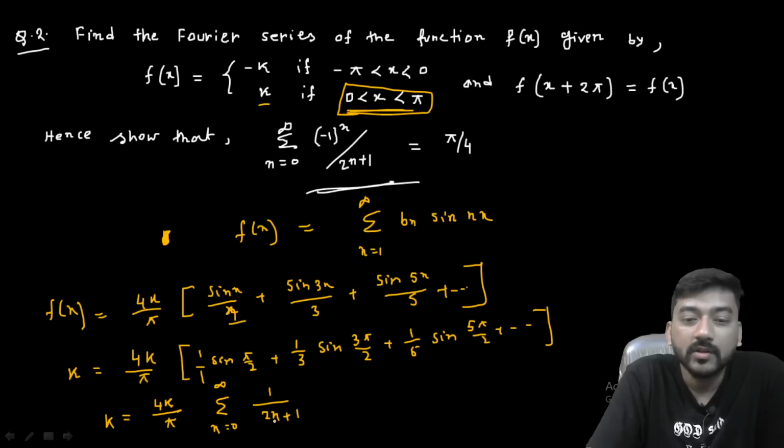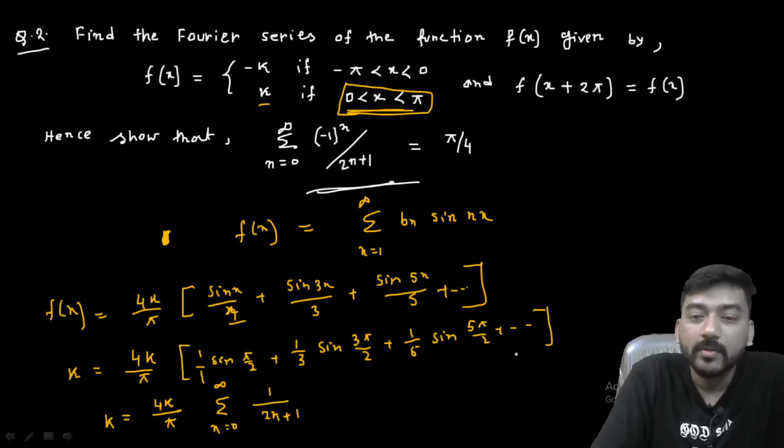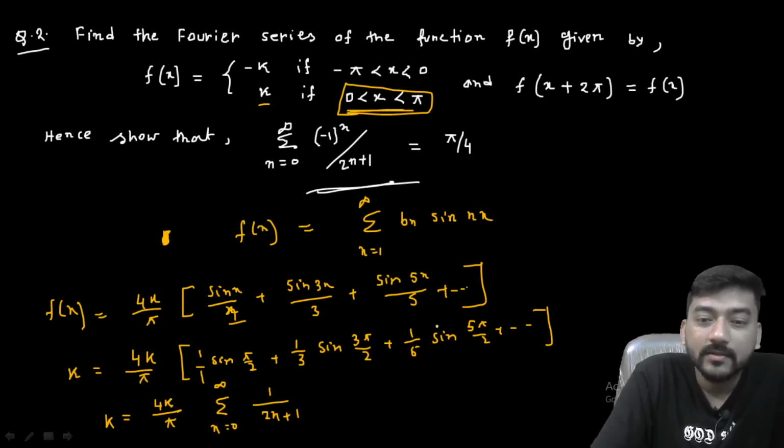For n equal to 0, we get 1. For n equal to 1, 2 plus 1 is 3. If you put n equal to 2, then you will get 1 by 5. If n equal to 3, it will be 1 by 7. So you will get this 1, 1 by 3, 1 by 5. And now how can you get this?